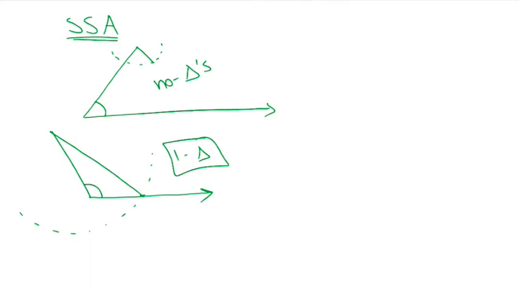The reason why SSA doesn't work is because there are different possibilities for what it could be. All the rest are one triangle, guaranteed, no doubt about it. This one is going to cause us trouble because it could be none, it could be one, or maybe it could be two. Here's this angle here. What if the side is that long? It won't touch it. If I rotate it, how many times is it going to touch it? Two times. One's here, and one's here. So it actually has two triangles associated with it.